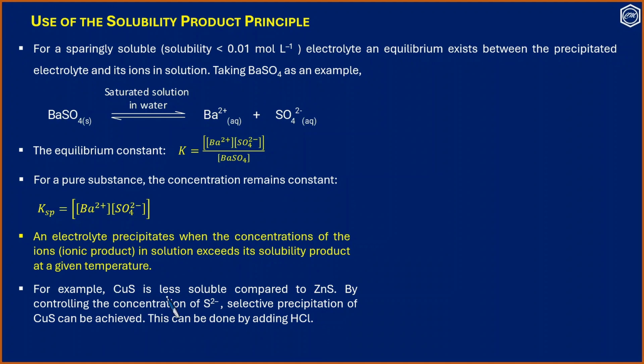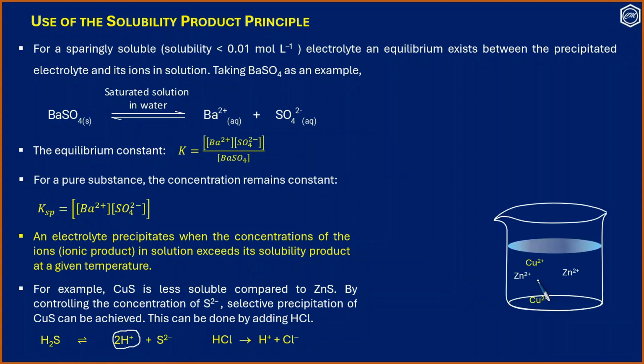For example, copper sulfide is less soluble compared to zinc sulfide. By controlling the concentration of S2-, selective precipitation of copper sulfide can be achieved, and this can be done by adding HCl. H2S dissociates as 2H+ and S2-. So there is an equilibrium between H2S and H+ and S2-. Now, when we add HCl, it completely dissociates into H+ and Cl-. So the concentration of H+ increases, and the equilibrium is shifted backward, and consequently the concentration of S2- ions is decreased.